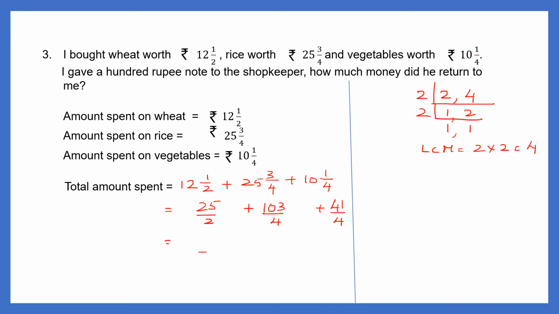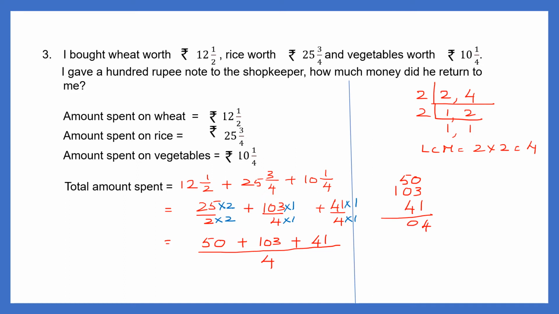I'm going to use that here and get my new numerators. 4 divided by 2 is 2. So 25 into 2 is 50. Plus 4 ones are 4, so 103 ones are 103. Plus, again I have 4, 4 ones are 4, 41 into 1. So I get 41. Now I need to add up all these. So let me add 50 plus 103 plus 41. 3 plus 1 is 4. 5 plus 4 is 9 and I write down 1. So I get 194 by 4.